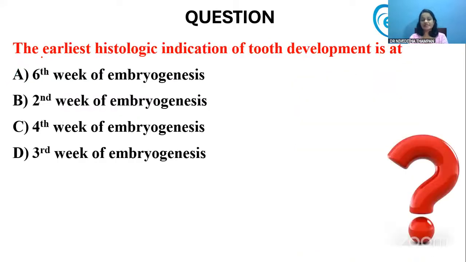Now, next question. The earliest histological indication of tooth development is present at which week of embryogenesis? Is it the 6th week, 2nd week, 4th week, or 3rd week? That is when the oral ectodermal cells start proliferating and form a proliferation in the ectomesenchyme. At which week?